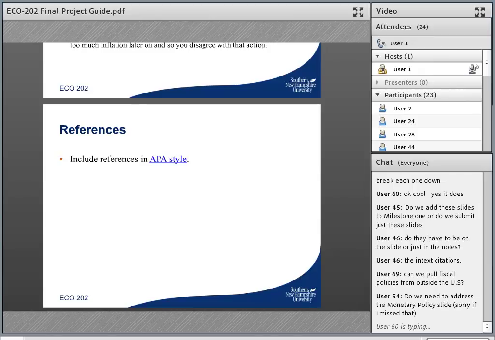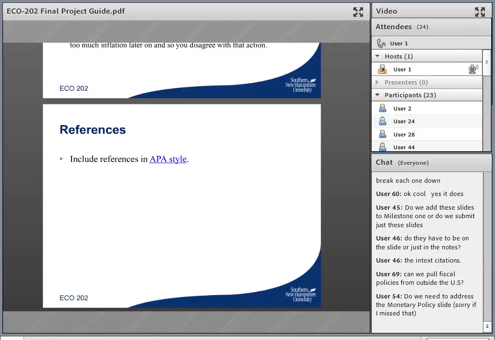So Femi asks, can we pull fiscal policies from outside of the United States? Femi, the focus of this presentation is on the U.S. fiscal policy and how our government's economic policies are impacting the economy. So for now, for this portion, we're just looking at U.S. fiscal policies.